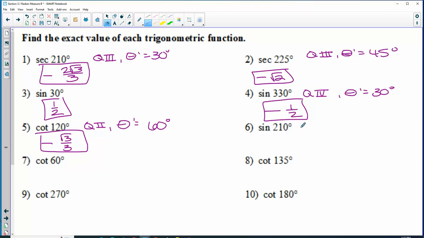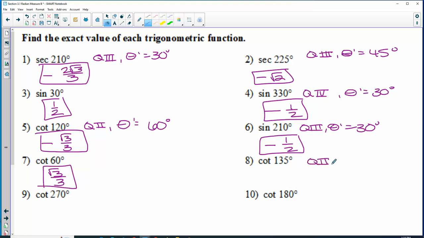Okay, 210, quadrant 3. Reference angle 30, so in quadrant 3, tangent's positive, so sine is negative. Sine 30 is 1/2. Cotangent of 60, so tangent of 60 is radical 3, so cotangent is radical 3 over 3.